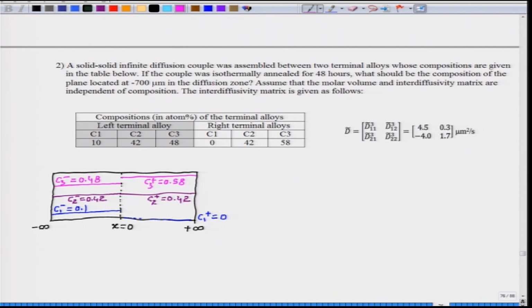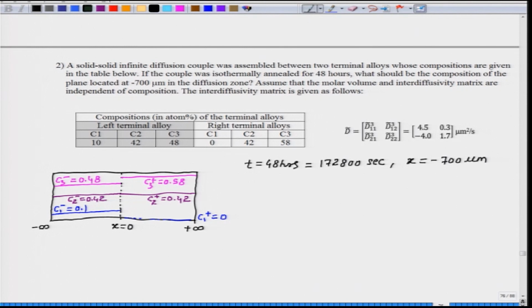The couple was isothermally annealed for 48 hours. So, the diffusion annealing time t is equal to 48 hours. If we convert it to seconds, because we use diffusivities in meter square per second or micron square per second, it will be 172,800 seconds. What should be the composition of the plane located at minus 700 micron in the diffusion zone? So, minus 700 means it will be on the left side. So, x is equal to minus 700 micron.